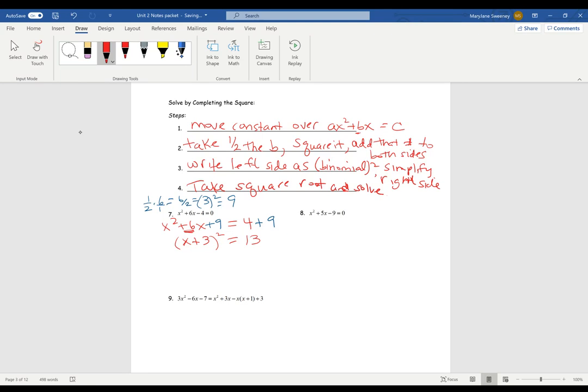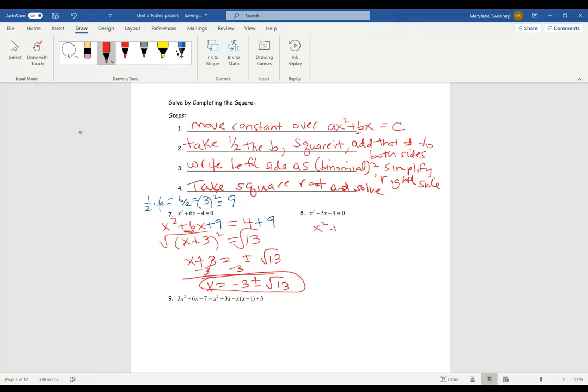Simplify the right side. And then now it looks just like the last examples we were doing, where we take the square root, x plus 3 equals plus or minus radical 13. Move the 3 over, -3, -3. So -3 plus or minus radical 13. Standard form is to write the integer first and then plus minus the radical. So that's why I'm writing it that way.